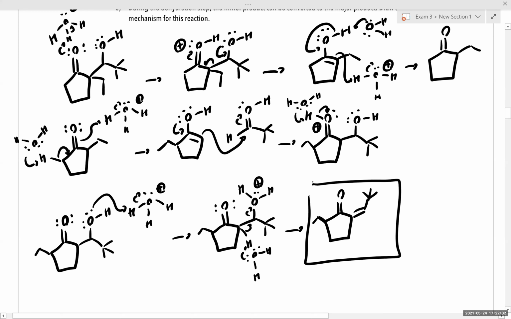Does this explanation make sense to everyone? So it's not a matter of strain. For the minor product, the dehydration step physically cannot occur. Any questions before we move on from this example?